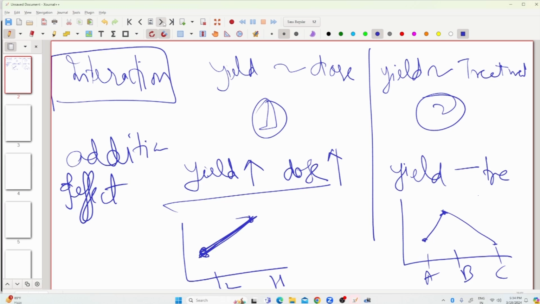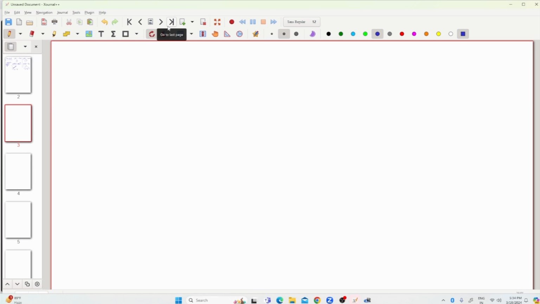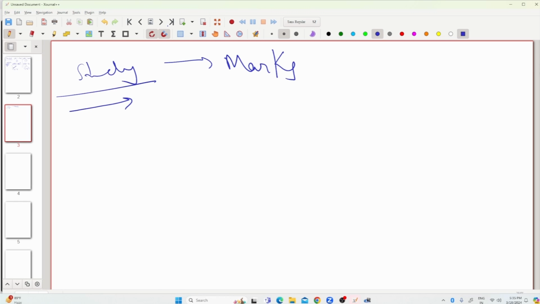Now, again let us go there. Let us take one more example. This was an example from the Excel sheet. Let us take one more example. Suppose you study, and you get marks. So, when we say as you study more, number of hours, let us say low and high, your marks increase.